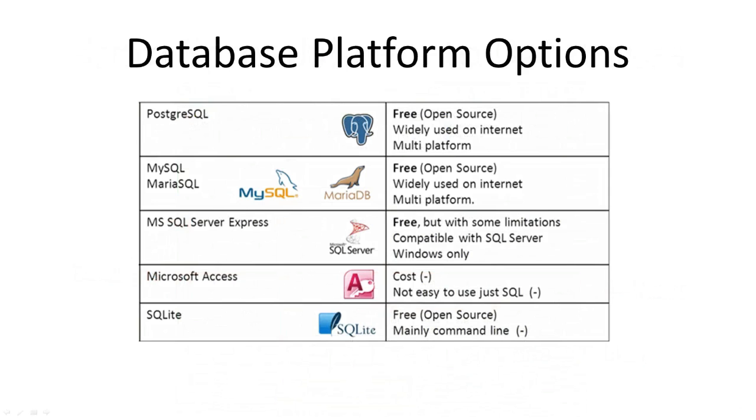So what are our database platform options? Well, there's actually lots of database platform options, a lot more than what I've put here, but here are some of the main ones. You have PostgreSQL, you have things such as MySQL, and MySQL Server Express, Microsoft Access, and then SQLite. Each of these has their pros and cons, but we're going to be focusing on PostgreSQL. The reason for this is because PostgreSQL is free, it's open source, it's widely used on the internet, it's multi-platform, meaning if you have various operating systems like Windows or Mac users, you can all use PostgreSQL. And one of my main reasons for choosing it is that it's super easy to install and just hit the ground running.